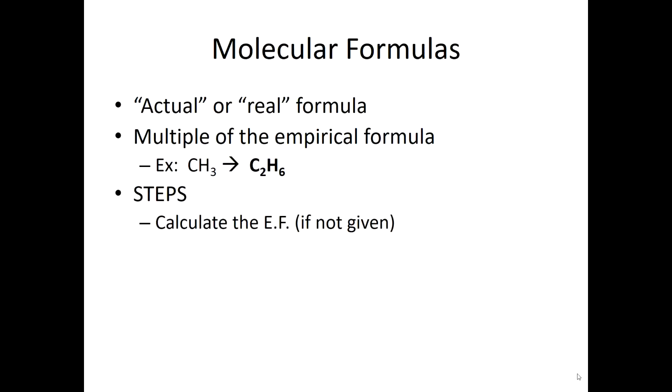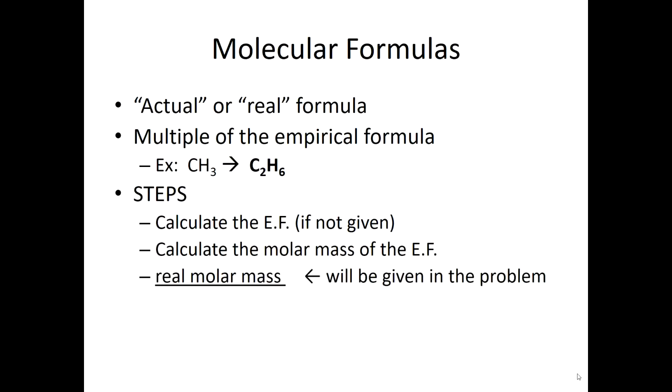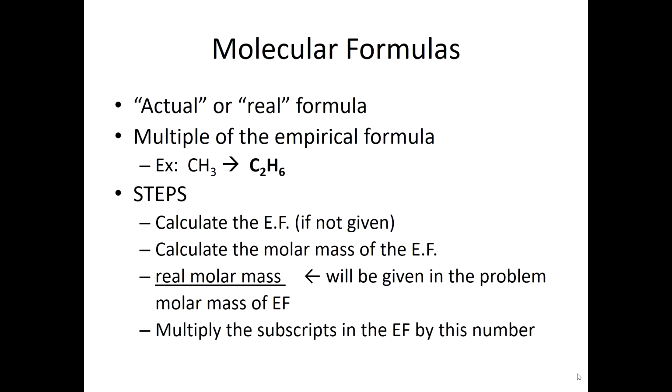So here are your steps. First, you're going to calculate the empirical formula if you're not given it. Then you're going to calculate the molar mass of the empirical formula. Take the real molar mass, that's the one given to you in the problem, that is the molar mass of the molecular formula. Divide by the molar mass of the empirical formula, and then you will get a multiple. That's what you'll multiply your subscripts by.